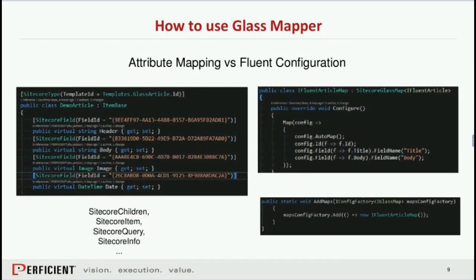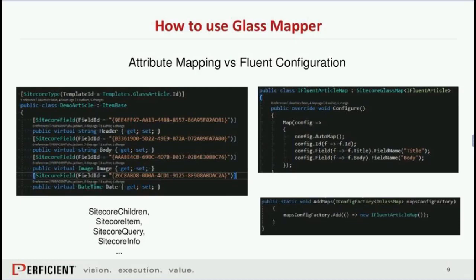So after installation, how do you use GlassMapper to work with Sitecore? Of course, you should be working with MVC and you will have your model classes or interfaces. You want to configure Glass to map your models to the Sitecore data. There are two ways to configure mapping in GlassMapper, attribute mapping and fluent configuration.